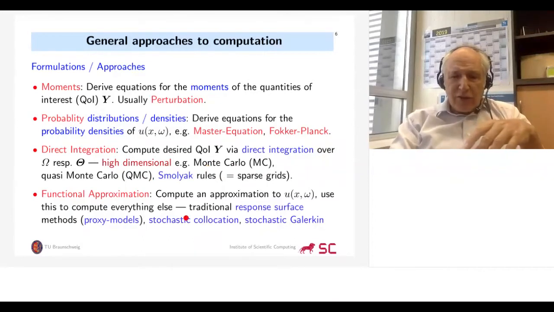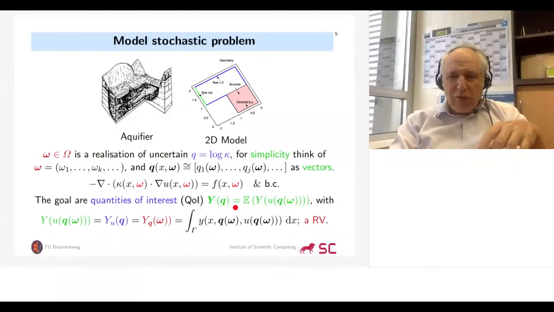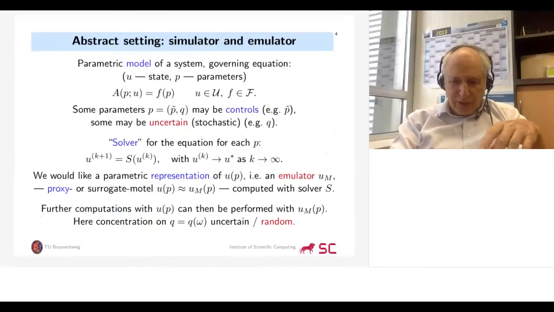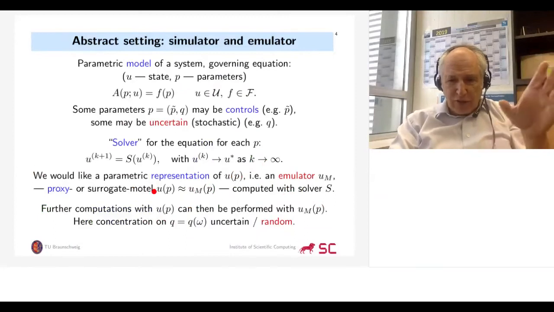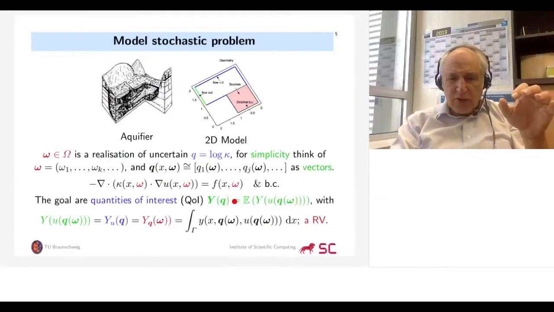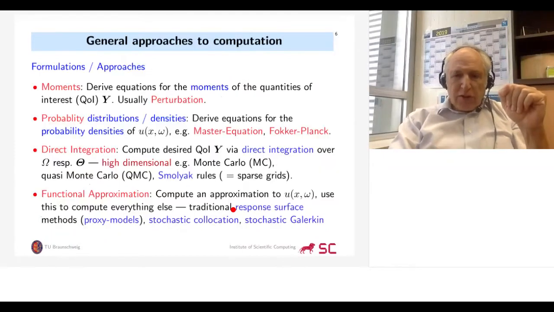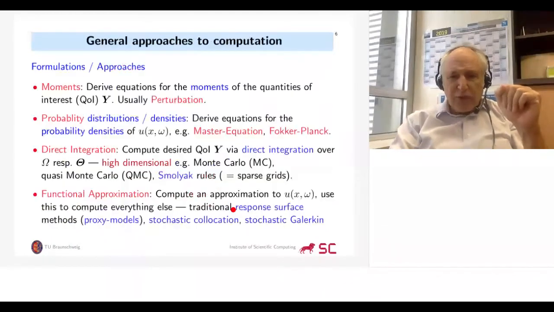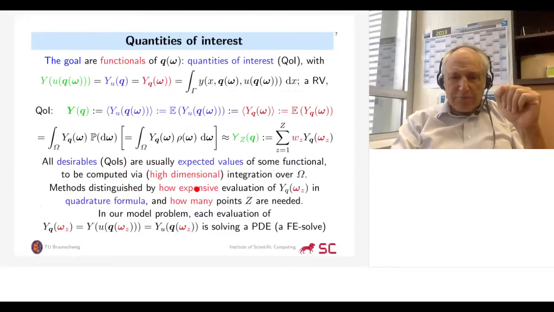And the other thing is to do an approximation. So it's to approximate this Y or this U as a function of this Q. So U is a function of Q, and we will approximate this. This was what I did before here. We will look at an emulator or proxy or surrogate model to approximate this. The same can be done with Y. So these are the general approaches. We will only look at these two here.